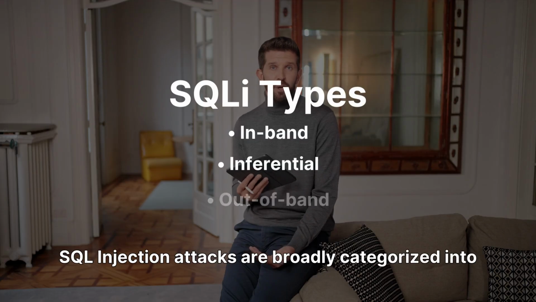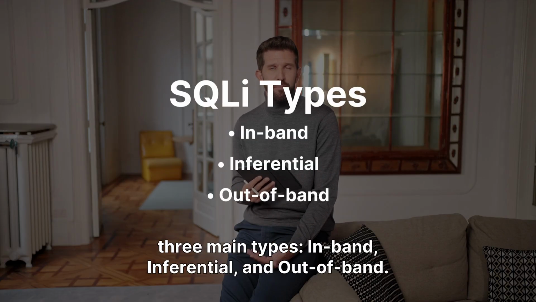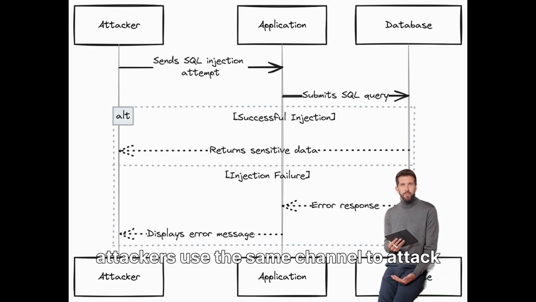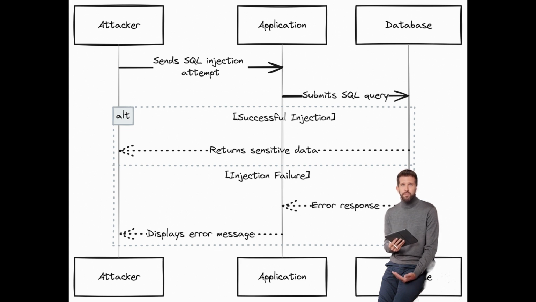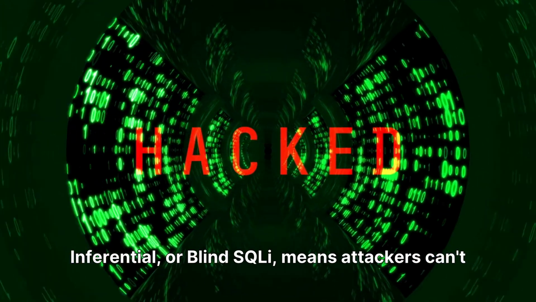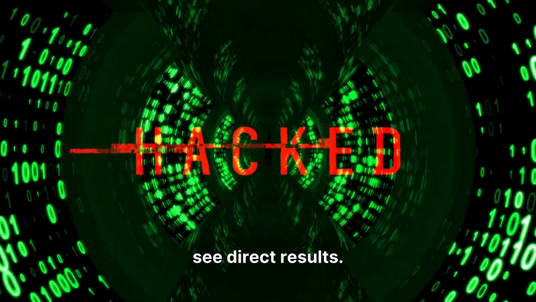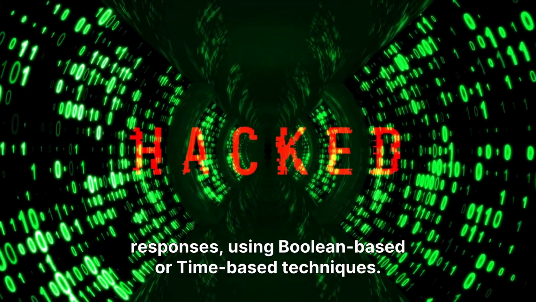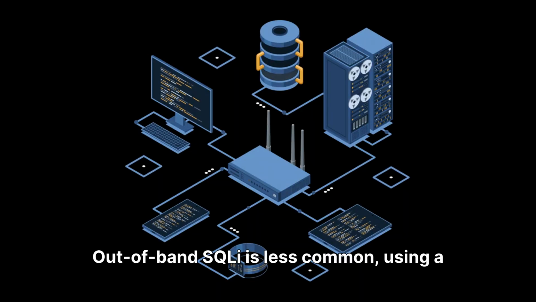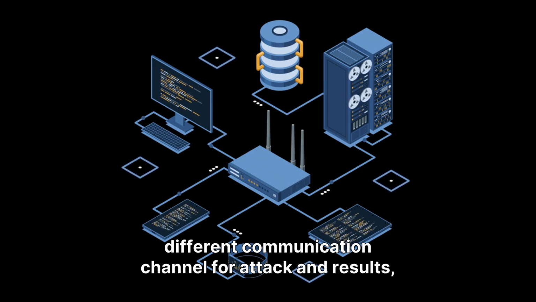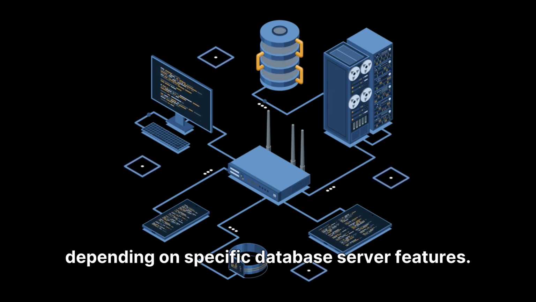SQL injection attacks are broadly categorized into 3 main types: in-band, inferential, and out-of-band. In-band SQLi is the most common, where attackers use the same channel to attack and gather results. This includes error-based and union-based SQLi. Inferential, or blind SQLi, means attackers can't see direct results. They infer information based on the application's responses, using Boolean-based or time-based techniques. Out-of-band SQLi is less common, using a different communication channel for attack and results, depending on specific database server features.